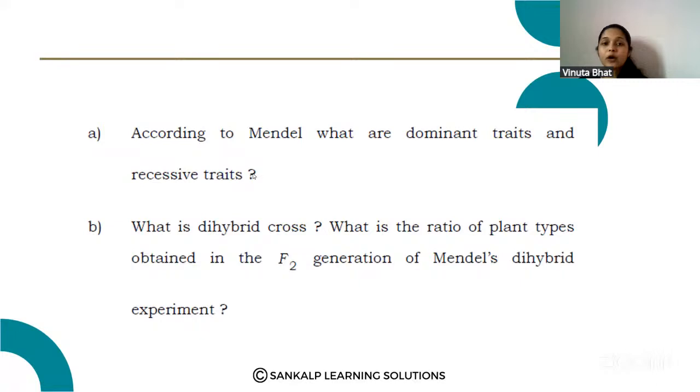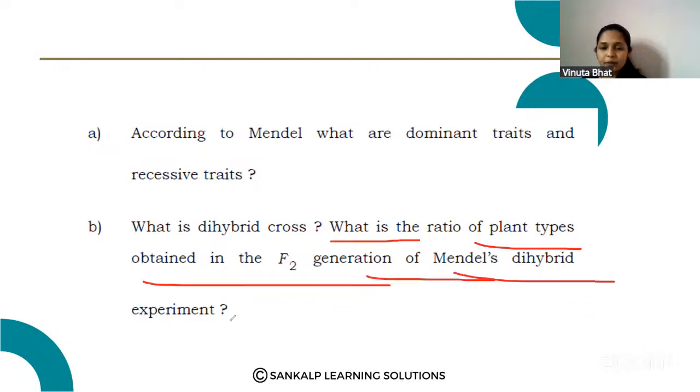Here, according to Mendel, when two organisms which have different traits are crossed, the trait which is expressed in the next generation is called a dominant trait, and the trait which is not expressed in the next generation is called a recessive trait. Okay. What is a dihybrid cross? What is the ratio of the plant types obtained in the F2 generation of Mendel's dihybrid cross?